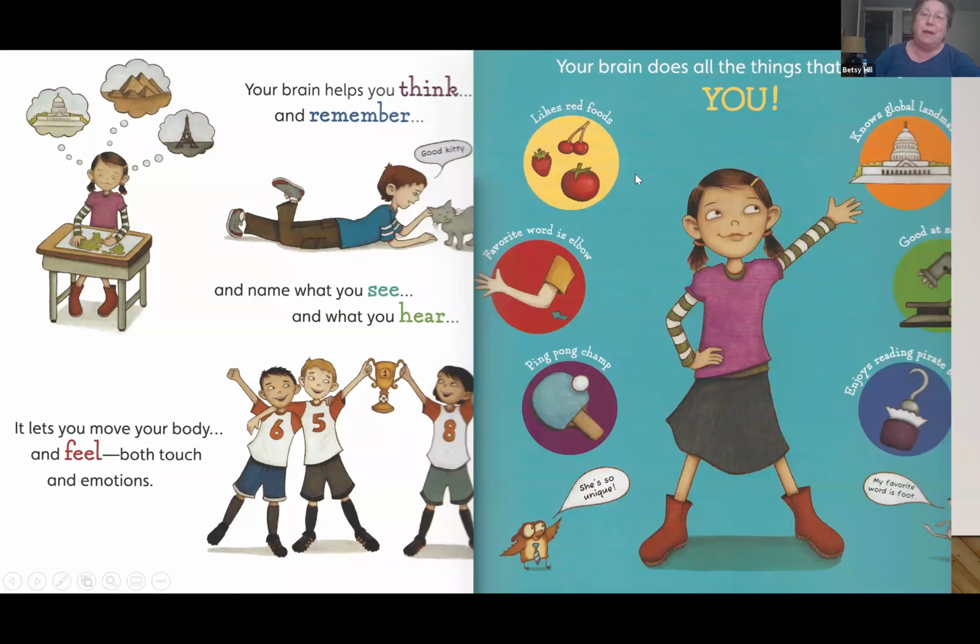You could do all kinds of projects on this, having kids talk about things that they like. This little girl apparently likes red foods. Her favorite word is elbow. Ping pong champ. She knows some global landmarks. She's good at sports, I think this is. And obviously the scan didn't quite capture all of this.